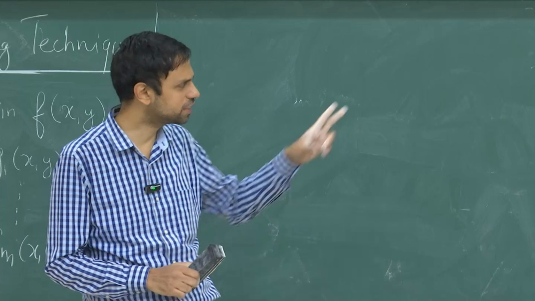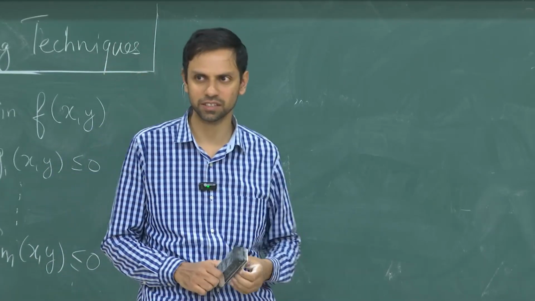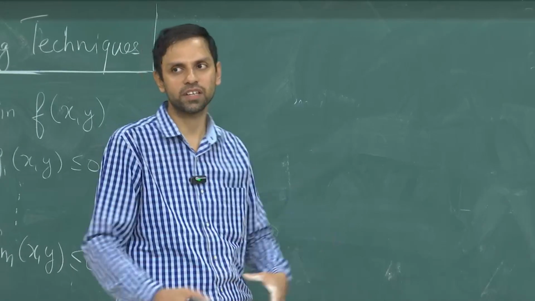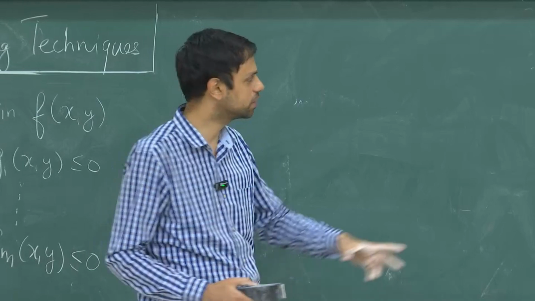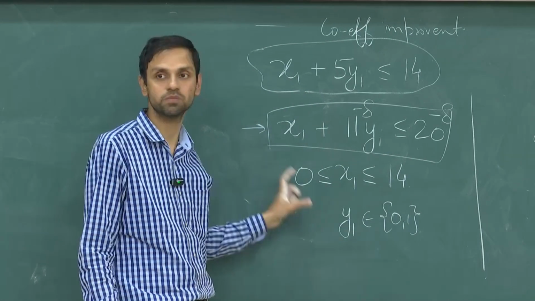But this has a big advantage. In implementation, it really reduces the tree size a lot because you are tightening up things. This is actually the convex hull of this set.